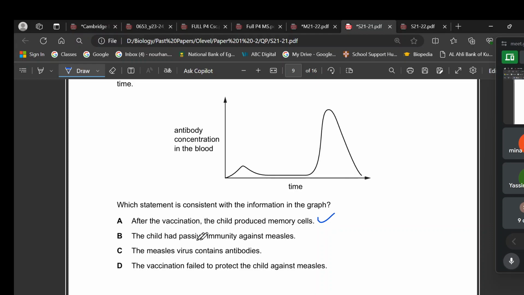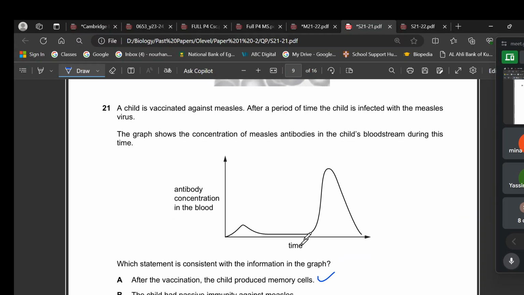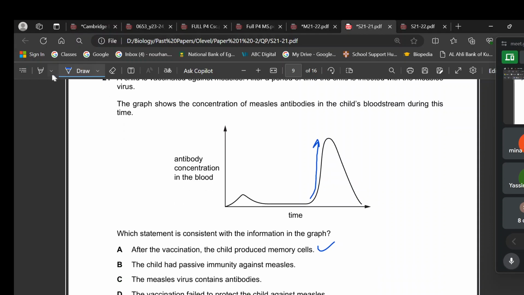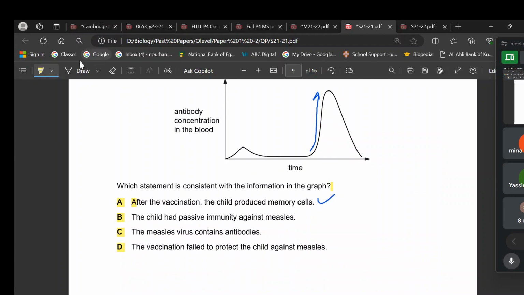The child had passive immunity against measles? No, it's not passive immunity. Passive immunity means that you inject antibodies after being sick. Measles virus contains antibodies? Invalid answer also. Vaccination failed to protect the child? No, it did not fail because when the child was exposed to measles again, the antibodies were high in concentration. So the only correct answer is the first one. Vaccination produced memory cells, so when you're exposed to the disease, the antibodies increase.